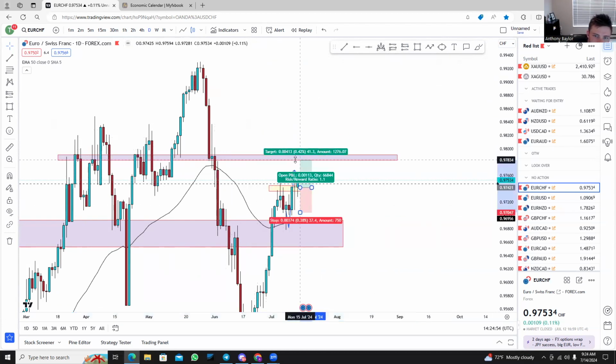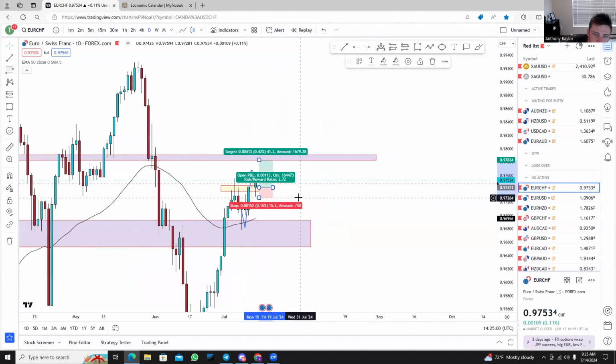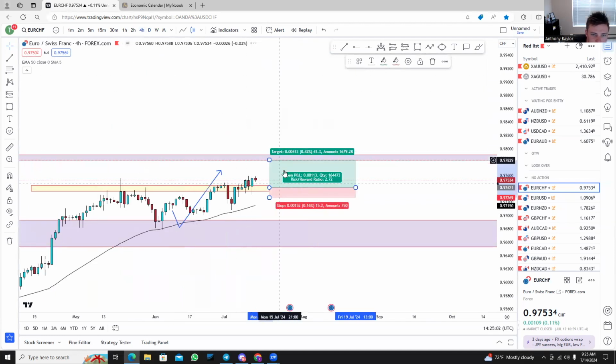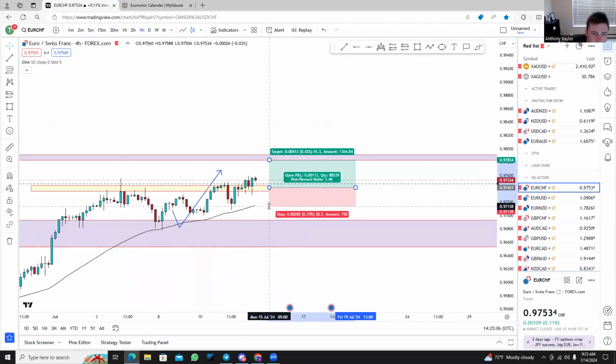Yeah, I'd probably get out for a 1-to-1 on this, or I would tighten my stops, make it a little bit more risky. Make it, yeah, but I don't like that it's not below the 4-hour. I would have to go below the 4-hour.